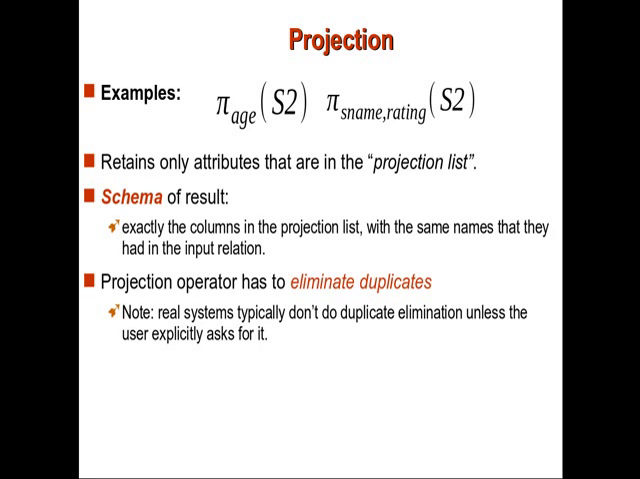The projection operator allows us to retain only the attributes that are present in the projection list. In the first example, the attribute in the projection list is age, so it allows us to get only the column age from S2. In the second example, we have the attributes sname and rating in the projection list, and this means that we want to retrieve only the data in the columns sname and rating from the relation S2. The schema of the result of this operation consists of exactly the same columns in the projection list with the names that they had in the input relation.